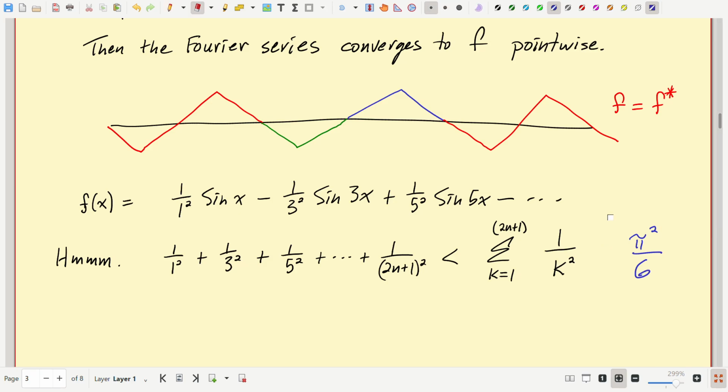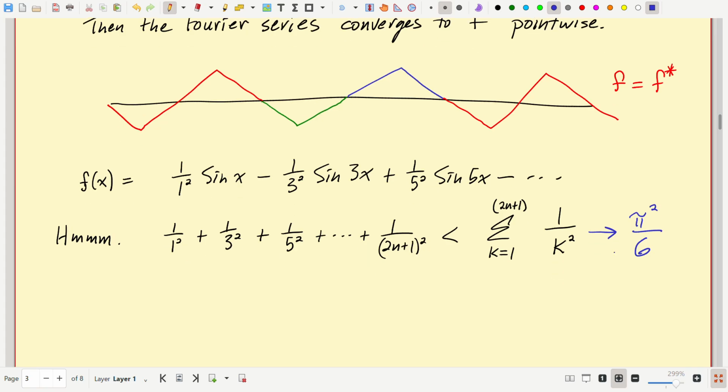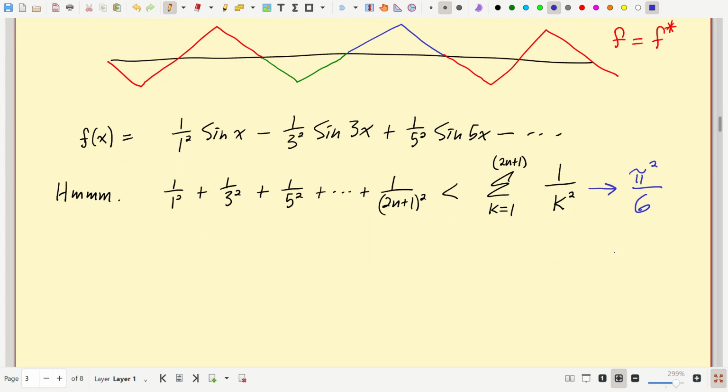No, it's not approximately equal. Well, it tends to pi squared over 6 as n goes to infinity. So that's an absolutely convergent series. And so the Weierstrass M test implies that that series converges uniformly. So let's see, I'll summarize what the Weierstrass M test gives you.